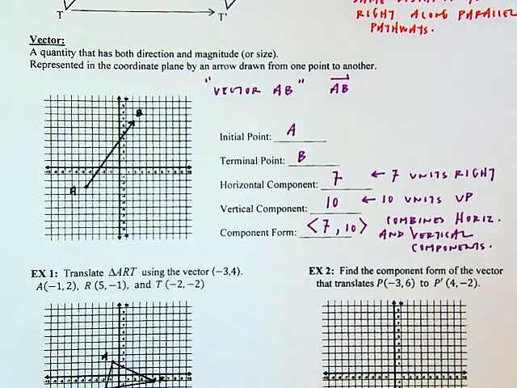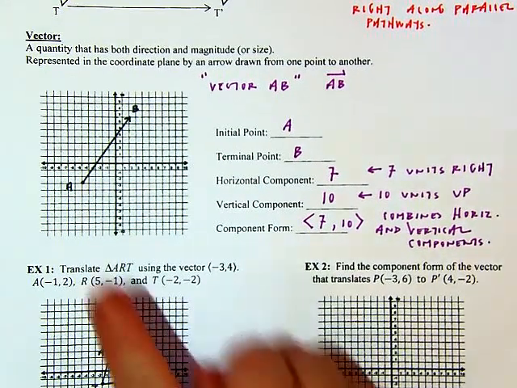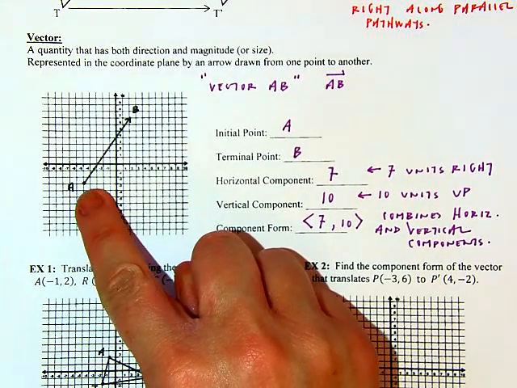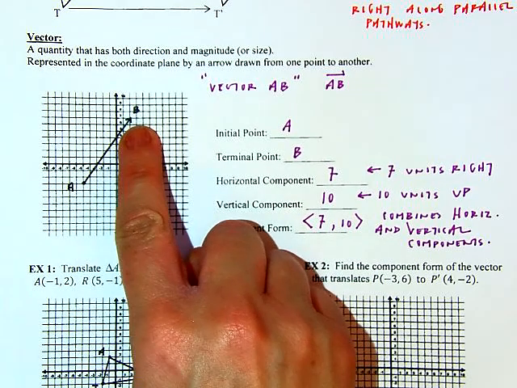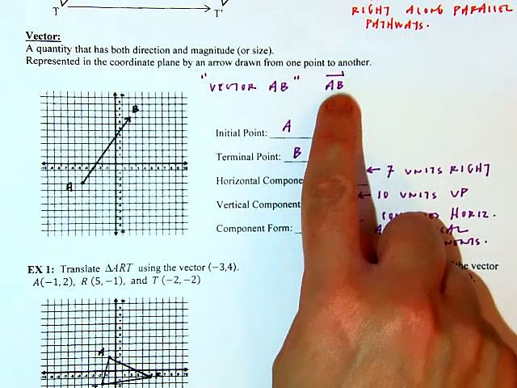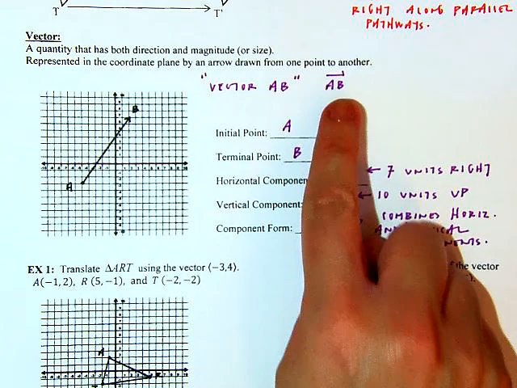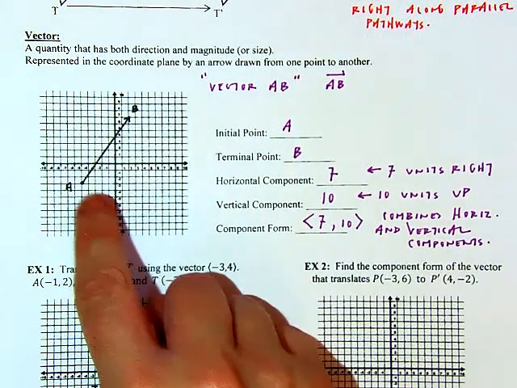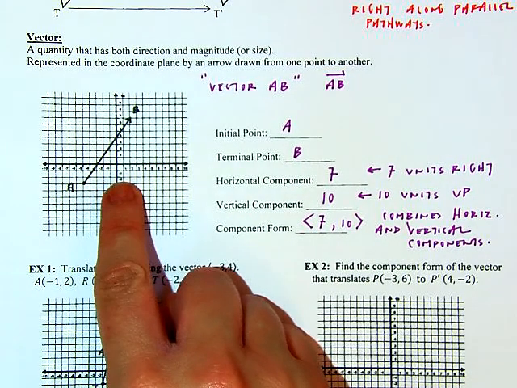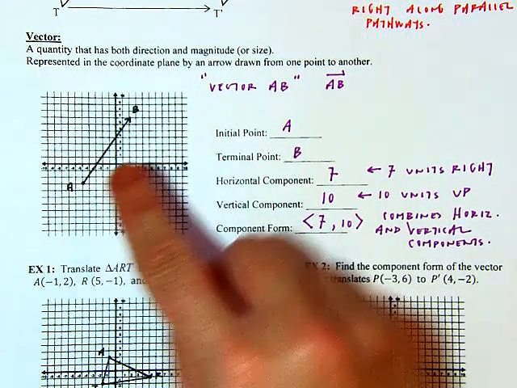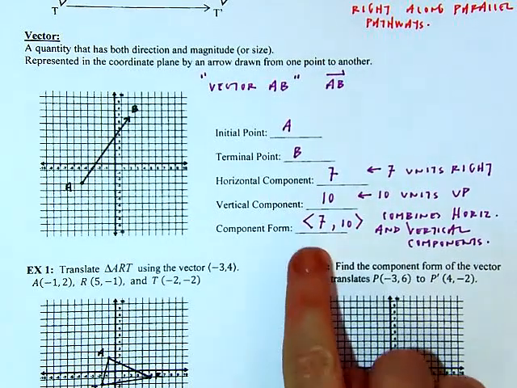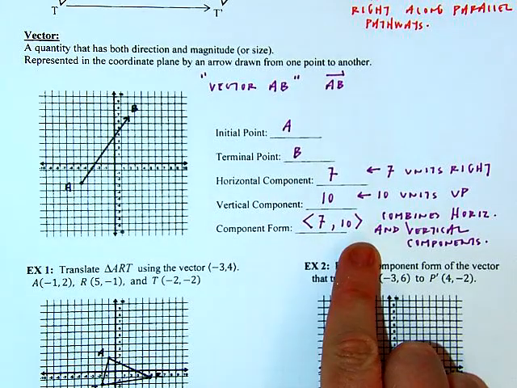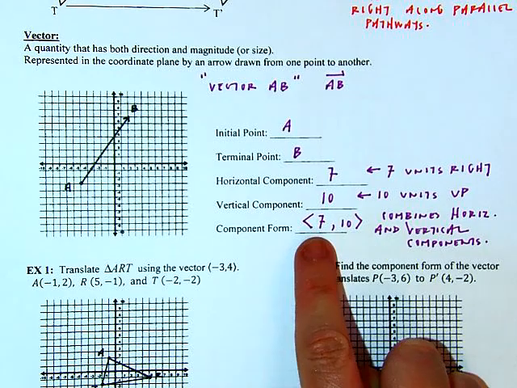All right, so again, this is our initial point. This is our terminal point, A to B. Vector AB, with a little half arrow on top. The horizontal component, what's the horizontal change? 5 units right. What is the vertical component? What's the vertical change? 10 units up. So we pair it together in pointy brackets now for component form, which is <7, 10>. 7 right, 10 up.